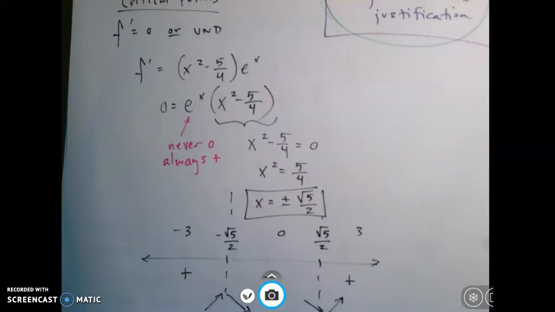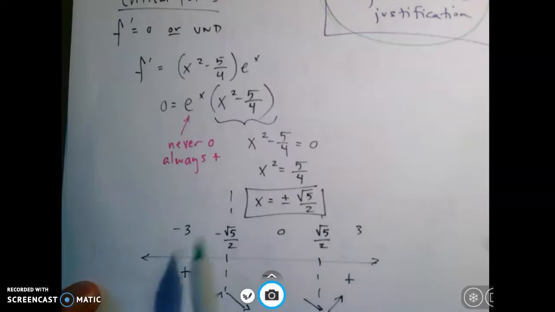Okay, we don't really know what the value of plus or minus root 5 over 2 is. We do know it's bigger than 1, and we do know it's not much bigger, so we can go to something like -3 and 3 for our test values. And in between, negative root 5 over 2 and positive root 5 over 2 is 0.